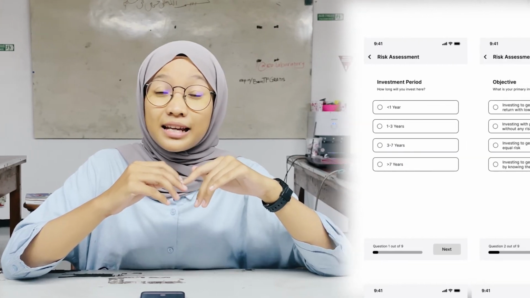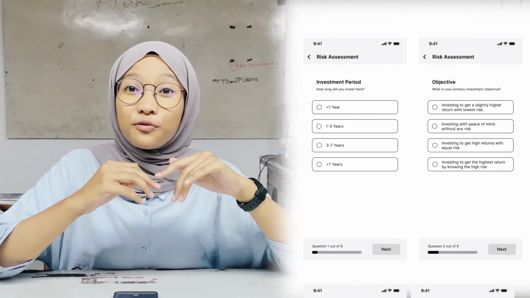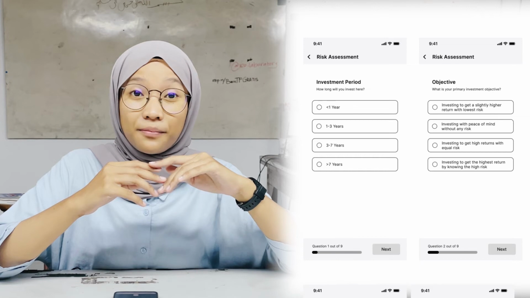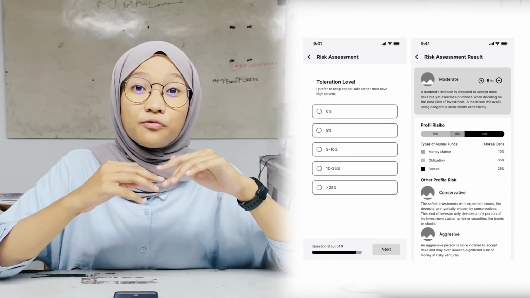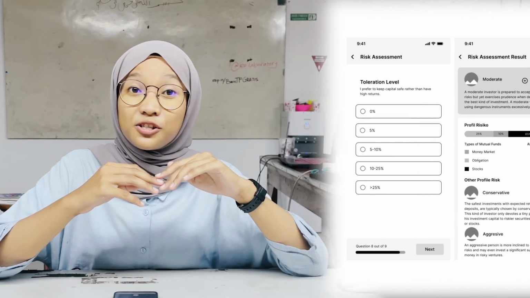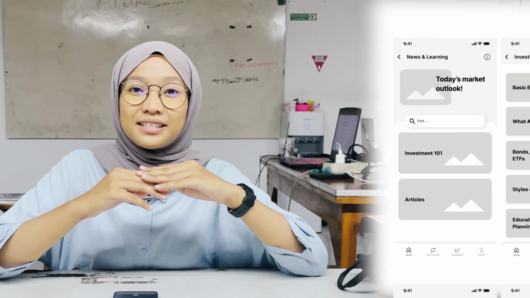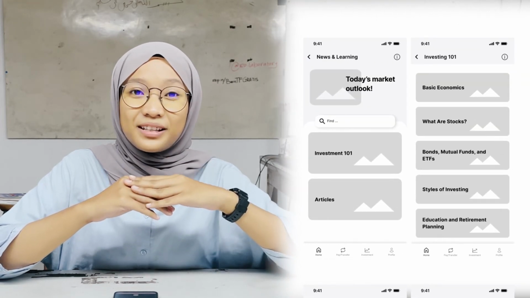So what is our app's advantage? The first one is we have the risk profile. Risk profile is to understand and manage risk in investing, to find suitable markets or products from our app. And we will make sure we have enough information and materials for our users to gain understanding about investment by accessing the Investment 101 and also the provided articles.